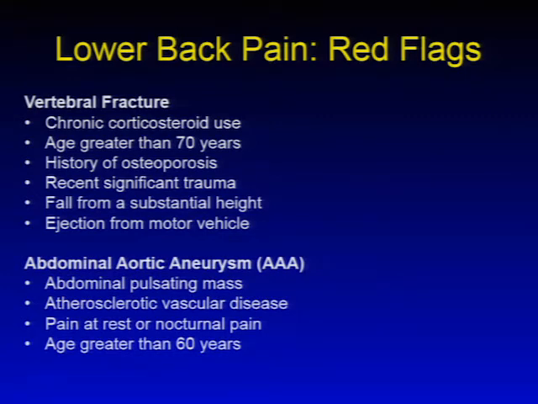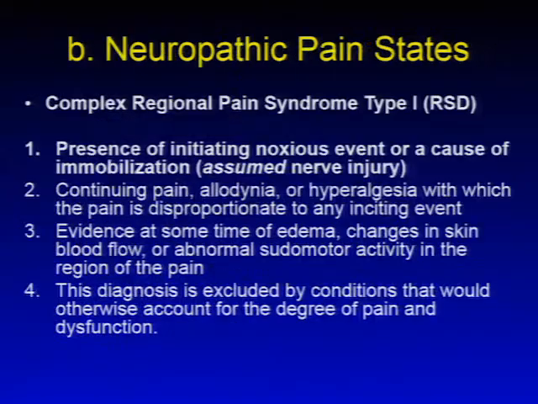Other red flags in lower back pain can include a vertebral fracture. Risk factors for vertebral fractures can include chronic steroid use, age greater than 70, history of osteoporosis, recent trauma, fall from a significant height, or ejection from a motor vehicle. And an abdominal aortic aneurysm is an important red flag in any evaluation of an urgent back pain situation, which is associated usually with an abdominal pulsating mass, atherosclerotic vascular disease, pain at rest, or nocturnal pain at age greater than 60.